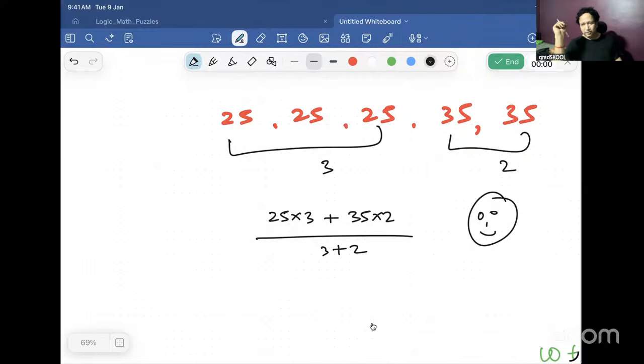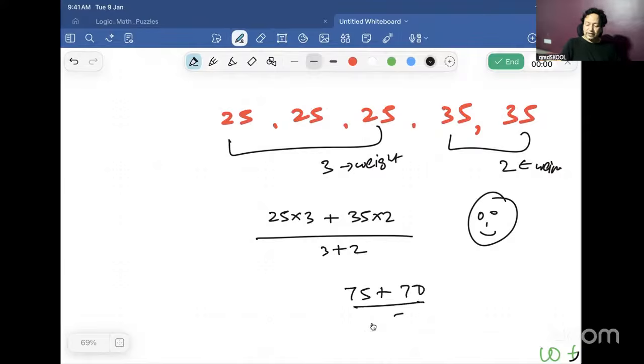And what exactly are we going to do here? The most simplistic explanation of weighted average is this. So here, 3 is considered to be the weight of 25. What is weight? The contribution of 25 in the average. And 2 is the weight of 35. Clear? So 75 plus 70 upon 5. What do I get? 145 by 5. Right? 29 is the answer. This is weighted average. So we use the weights.